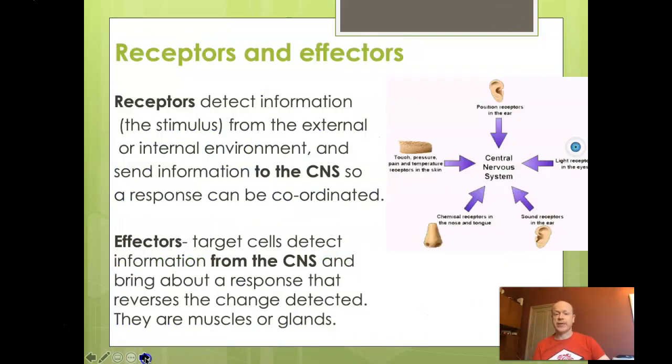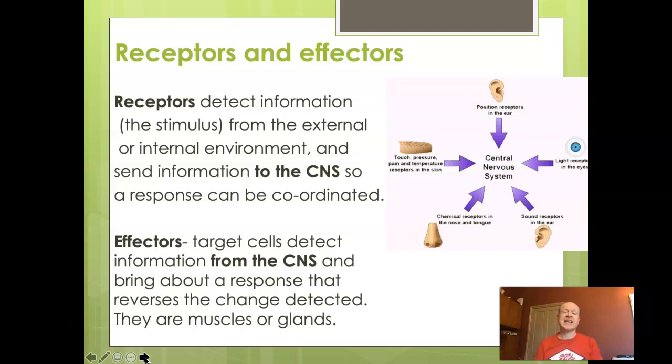So let's just recap on receptors and effectors. Last time we said that receptors are your detectors, the things that detect the external change in your environment. So when you think of your five senses, these are where your receptors are. So ears, eyes, nose, mouth, skin, all of those are things which are detecting things.